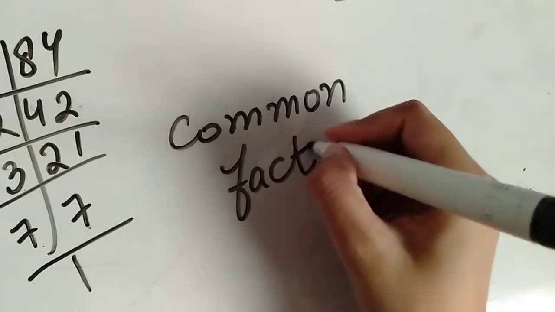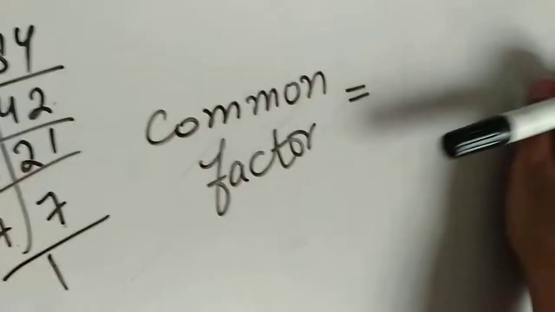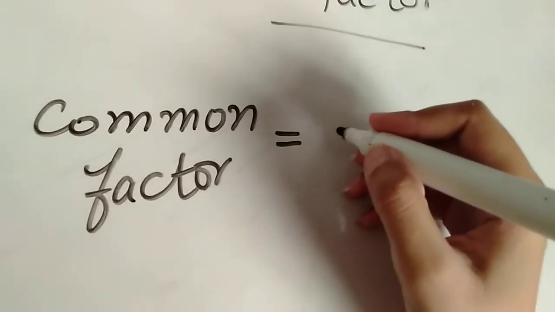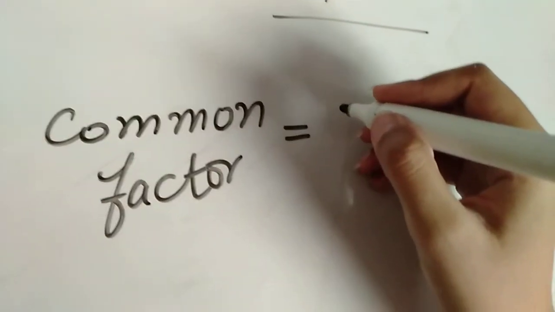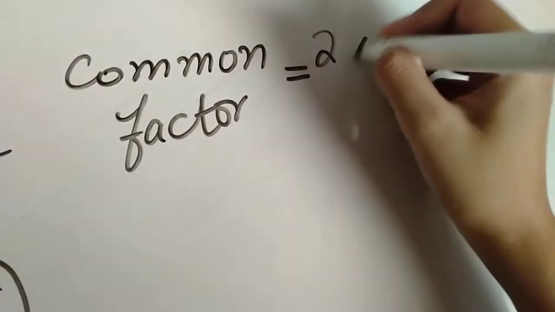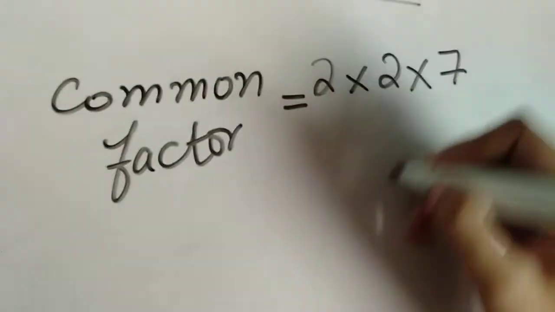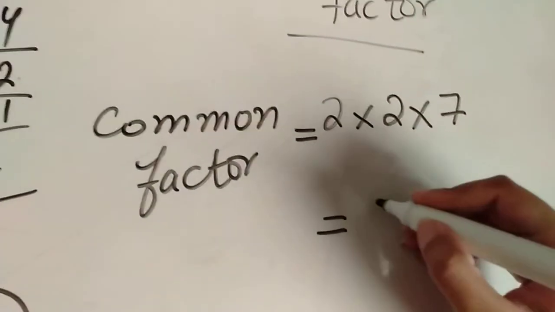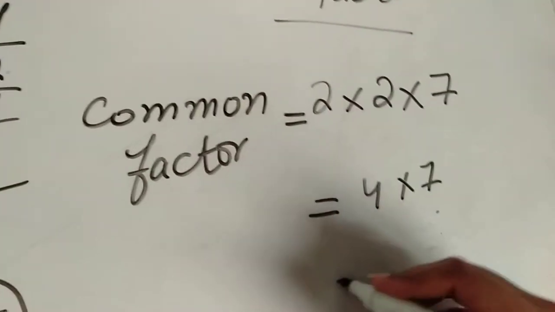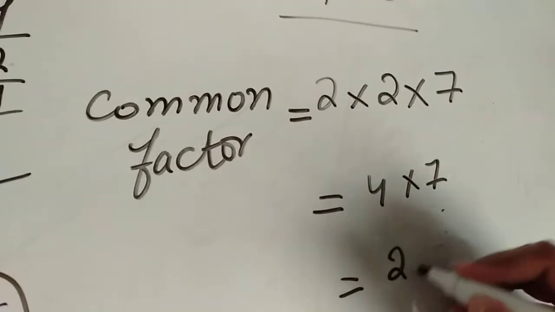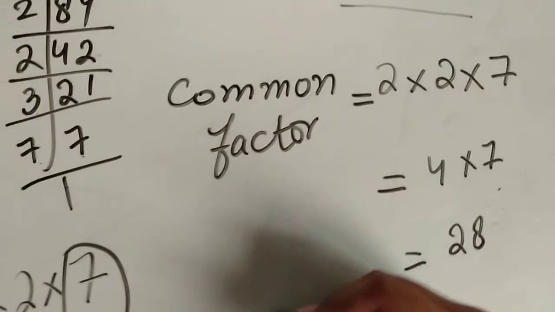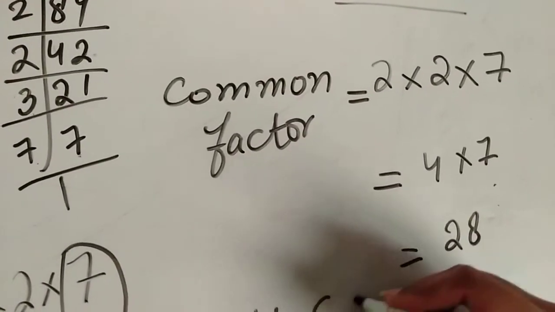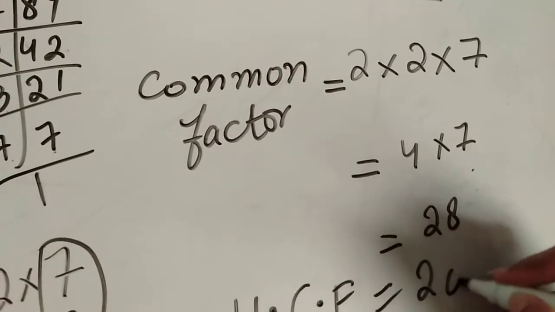You can also say common factors or common multiples. Now the common terms were 2 into 2 into 7. So we will multiply the common terms. 2 into 2 is 4, and 4 into 7 is 28. So 28 is our HCF. HCF is 28.